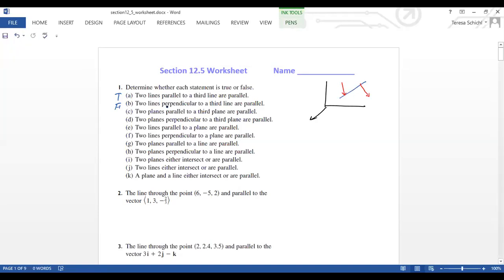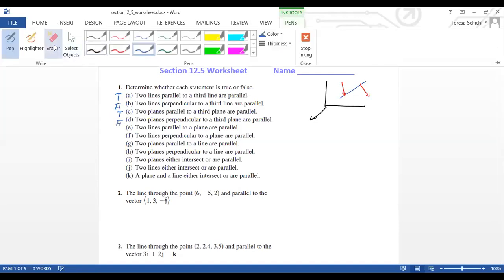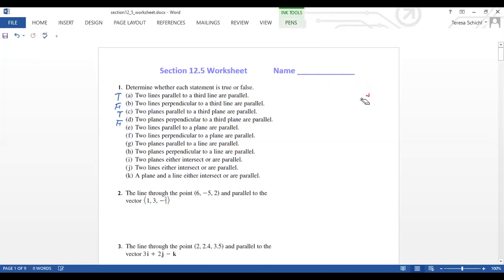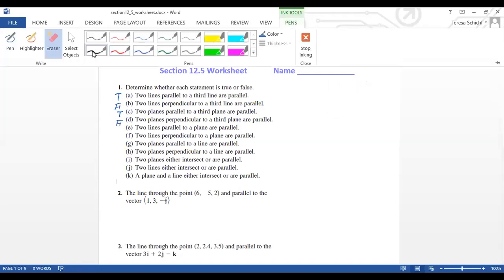Okay, part C: two planes parallel to a third plane, they are parallel. That's true. And part D: two planes perpendicular to a third plane, they are parallel. Is this one true or false? This one is false. The reason why this is false, let me erase this one here.